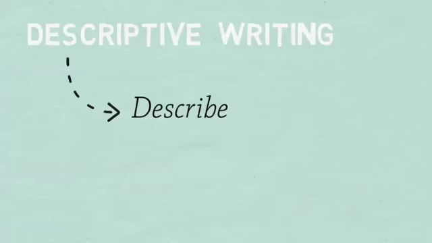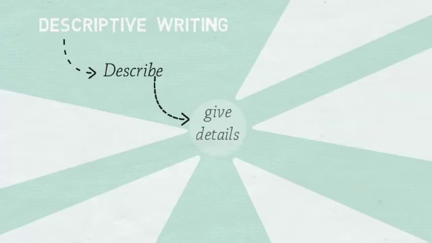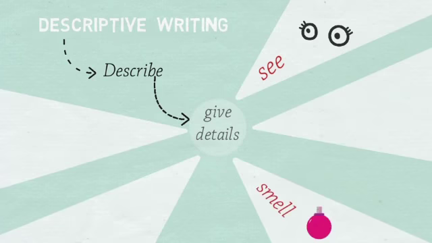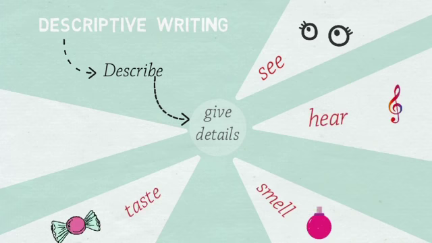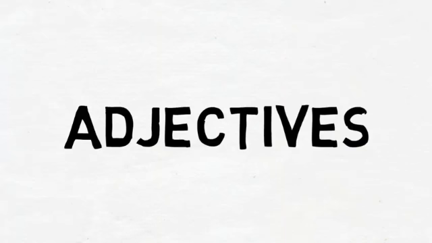Descriptive means to describe something by giving details and using our five senses. Our sense of sight, smell, hearing, tasting, and touching. Good writers use their senses to add lots of details so the reader can visualize fully. To help communicate description accurately, we make use of adjectives. You have already covered the topic of adjectives in your classes.